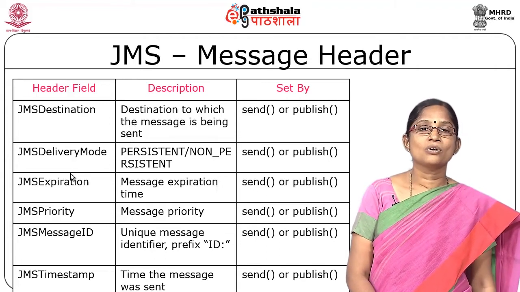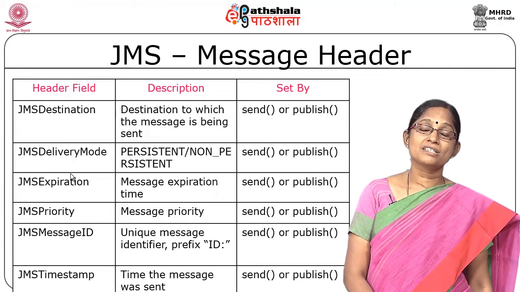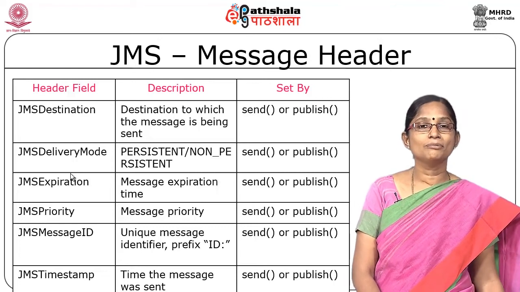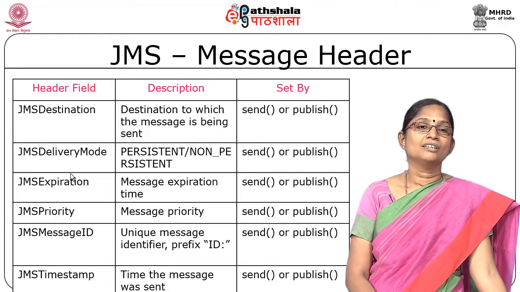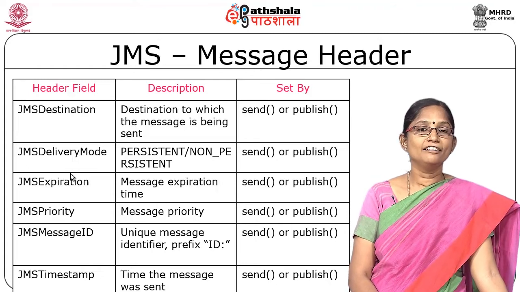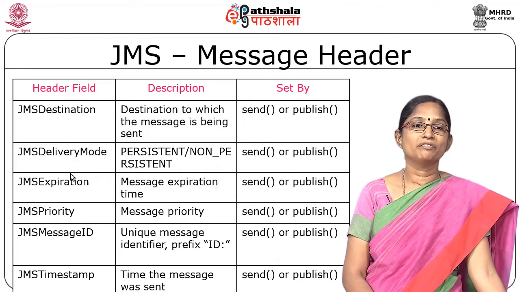The second one is called delivery mode. Delivery mode describes whether it is persistent or non-persistent, that is, the mode of delivery is going to be persistent or non-persistent, whether it is going to last for a long time or for a short time. Again, it makes use of the send or publish method. Then JMS expiration, this gives the expiry time of a particular message.